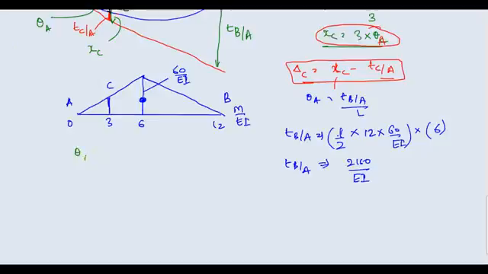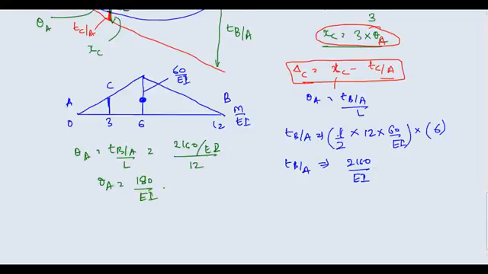Okay, now you can calculate your theta A. It is nothing but TBA upon L, that is 2160 upon EI divided by 12. Okay, so theta A will come out to be 180 upon EI.